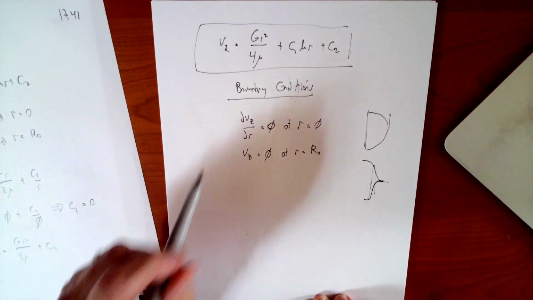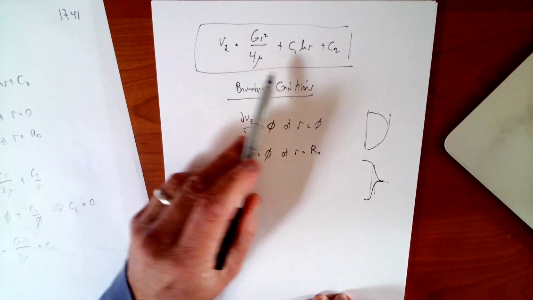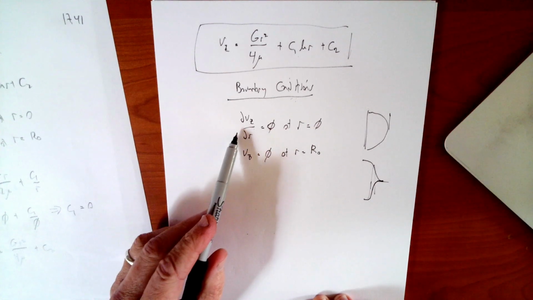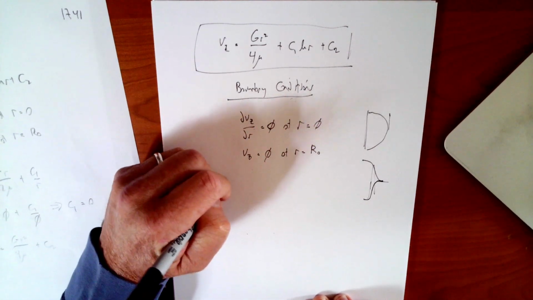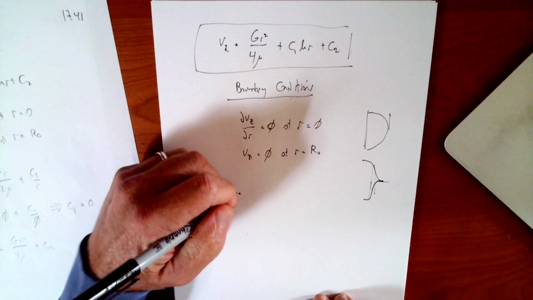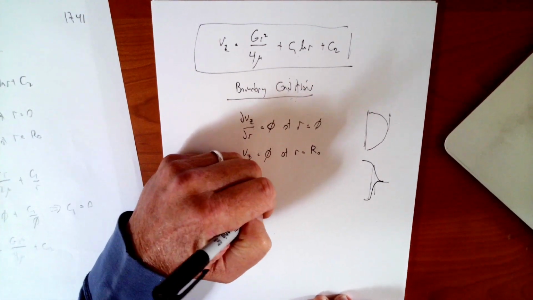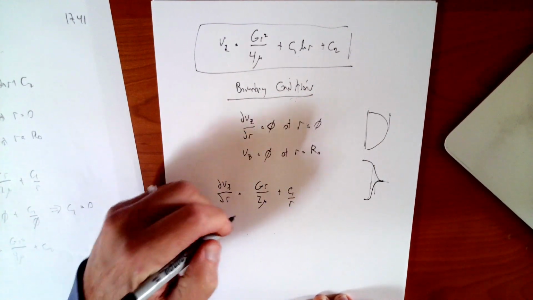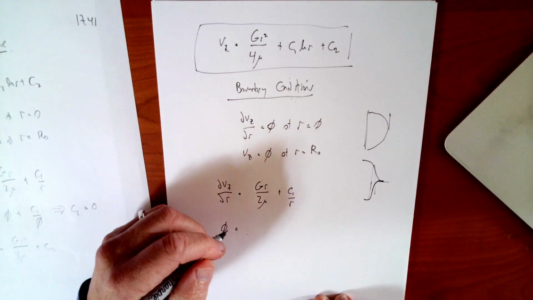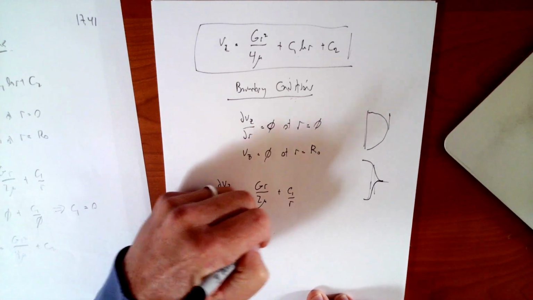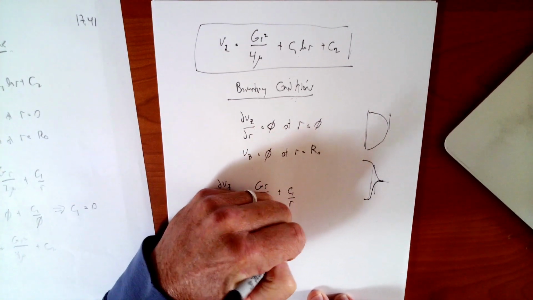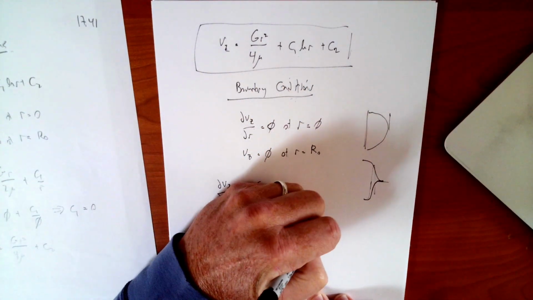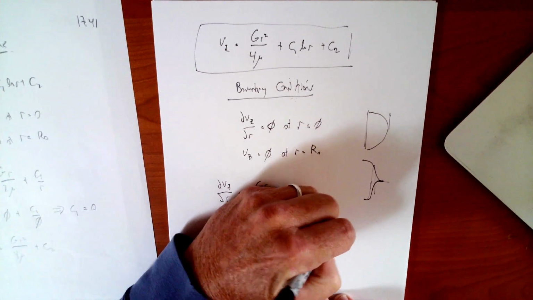So if we look at our profile here, we've got to solve for two undetermined constants. We'll apply this one first. So dVz dr is equal to gr over 2 mu plus c1 over r. And this has to go to 0 at r equals 0. So that's going to zero out the first term. And the second term would go to c1 over 0, which of course would go to infinity, unless c1 equals 0. So in order for this condition to be satisfied, c1 has to be 0.